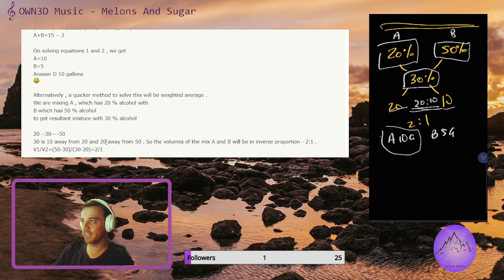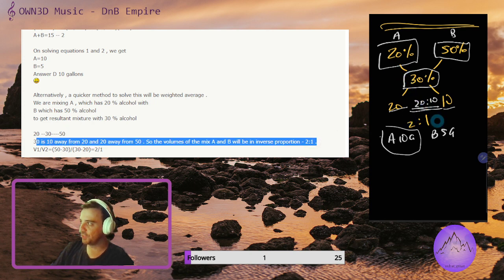30 is 10 away from 20 and 20 away from 50. So the volumes of the mix A and B will be in inverse proportion, 2 to 1. Yeah, that is a sentence form of this diagram. They're saying 30 is 10 away from 20, hence this number here, and 20 away from 50, hence this number here. So that's what they're saying there. And then essentially saying it's 2 to 1, which is exactly what this X diagram told me.